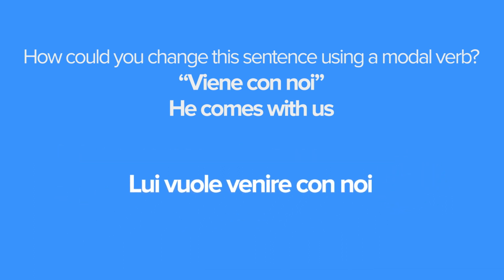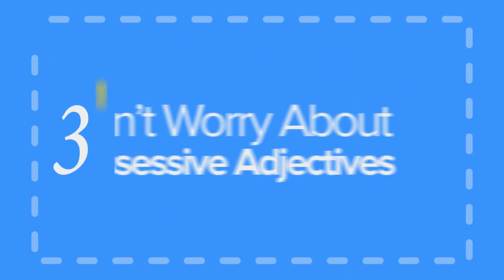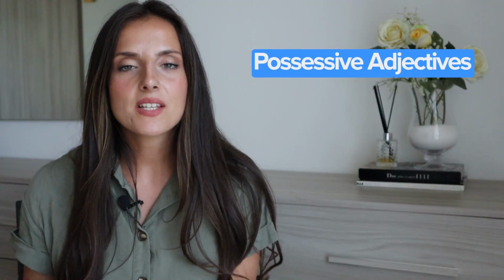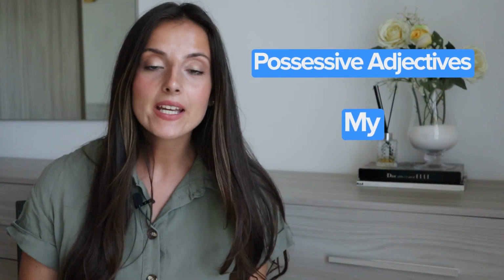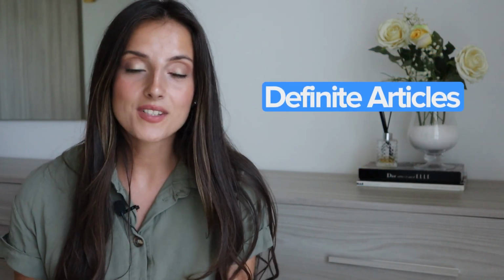Right answer, number 3. Lui vuole venire con noi. He wants to come with us. Don't worry about possessive adjectives. In Italian, possessive adjectives like my or your aren't used like they are in English. You just use definite articles instead.